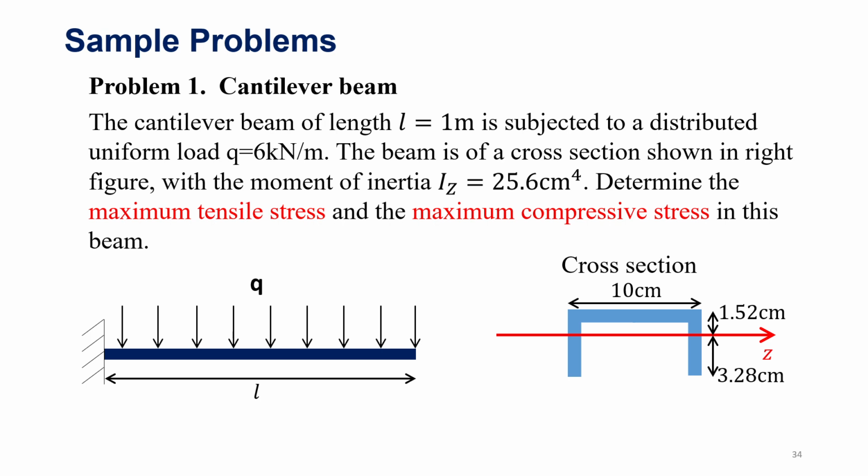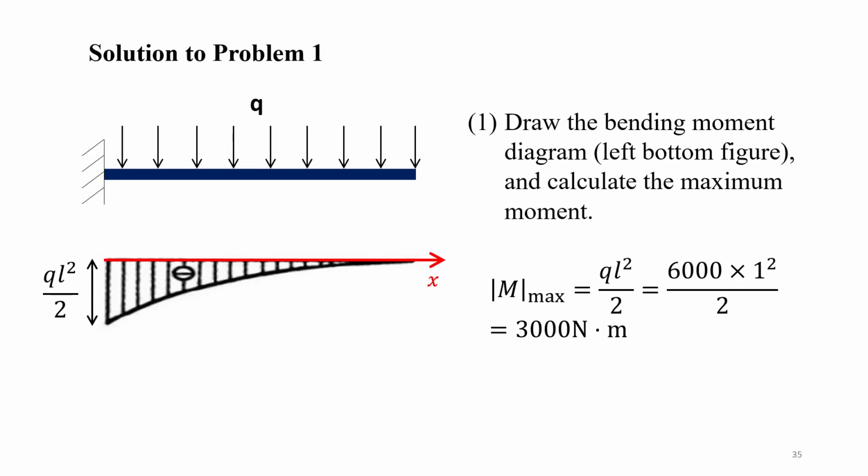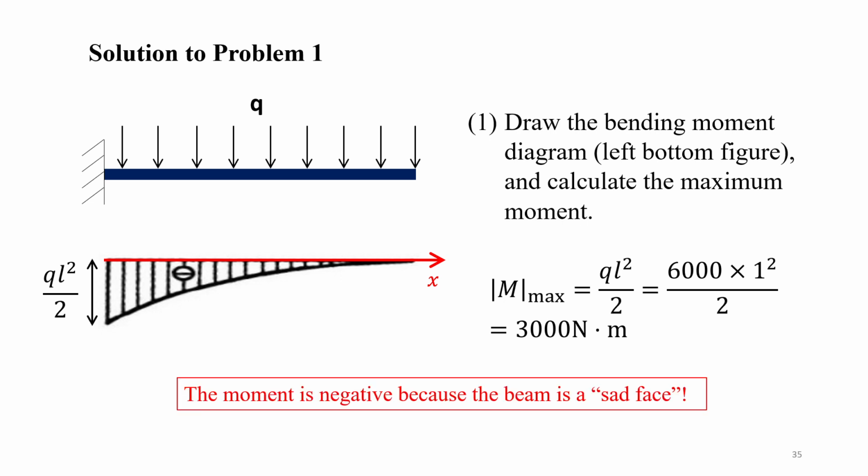So how do we do it? Let's first draw the bending moment diagram. As shown in the left bottom figure, the distributed load causes a bending moment like this. The maximum bending moment in this beam is qL squared over 2, which equals 3000 Newton meter. Note that the bending moment we calculated is the absolute value, and its sign should be negative because the beam is bent to a sad face.